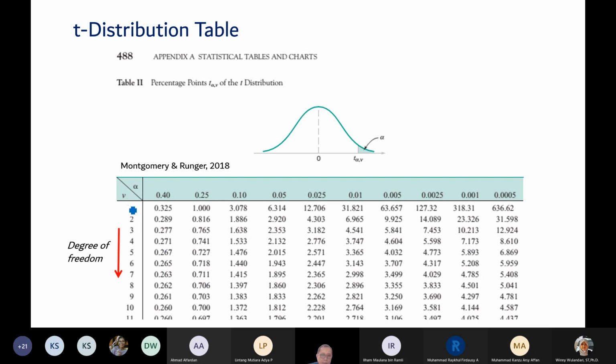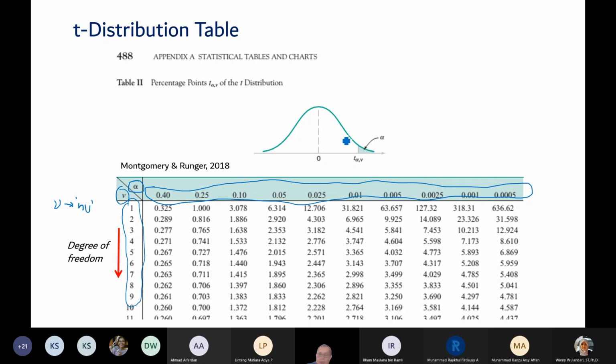The first column gives you the degree of freedom. Now remember the symbol here. This Greek letter is called nu. And alpha is the value of the probability. Alpha is located on the top row.